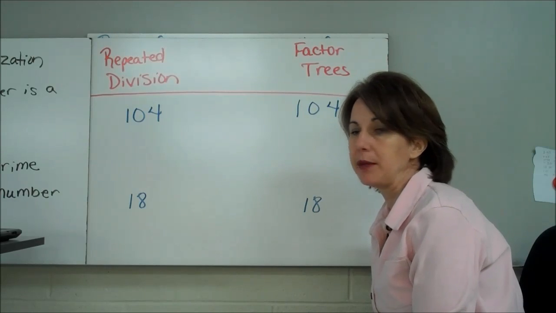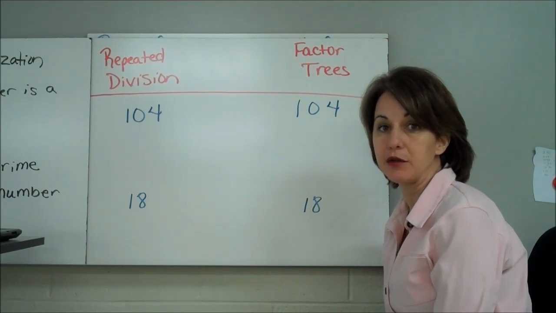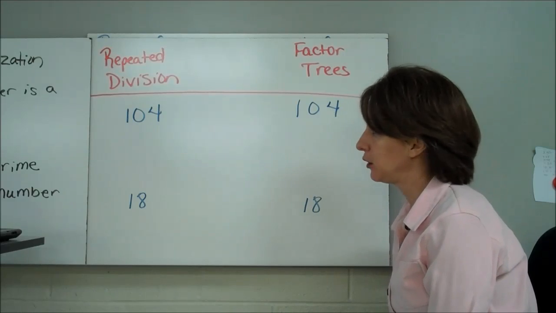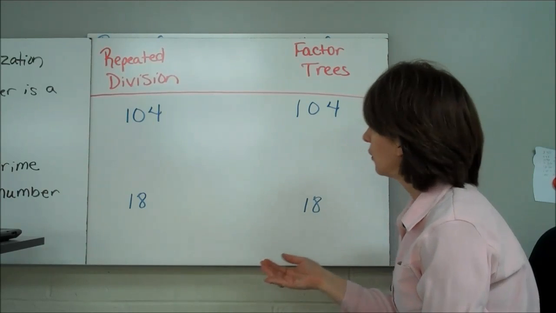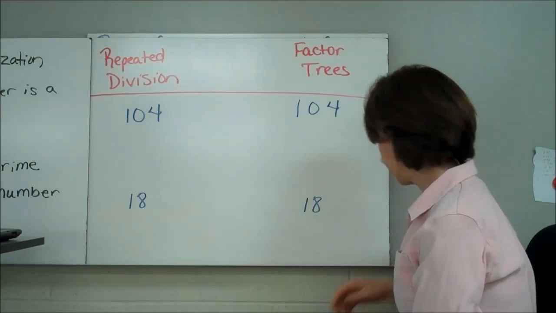Prime factorization can be done in two different ways, using two different methods. You can use repeated division, or you can use what's called a factor tree.